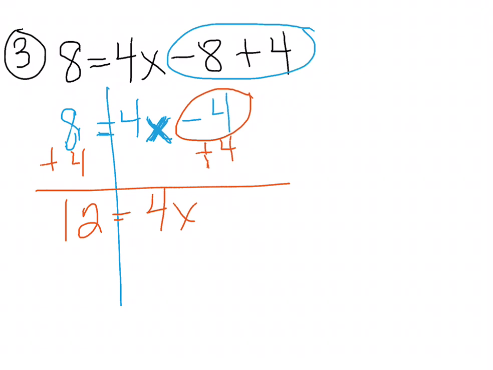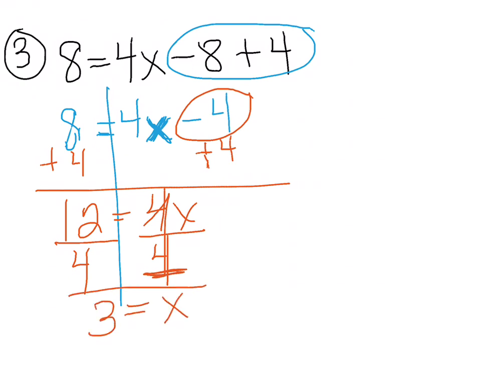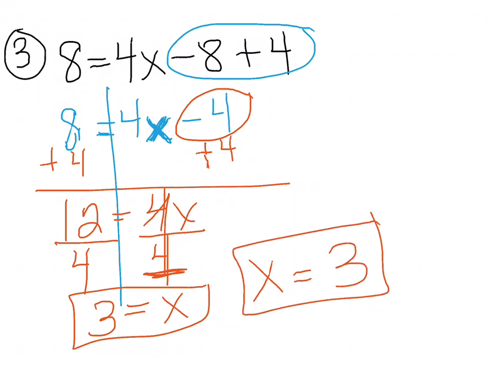So I have to get rid of the 4. It's saying 4 times x, so the opposite of 4 times x is to divide by 4. I'm going to divide by 4 on both sides. 4 divided by 4 is 1. So we're left with x equals 3, and you can write it as x equals 3 either way.